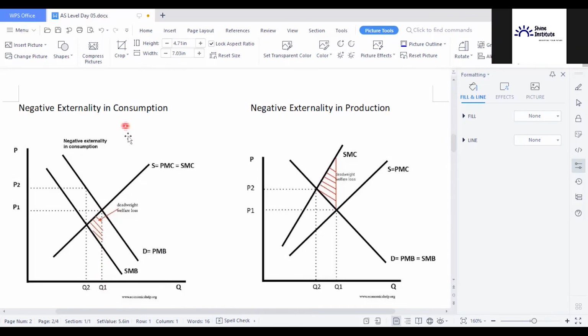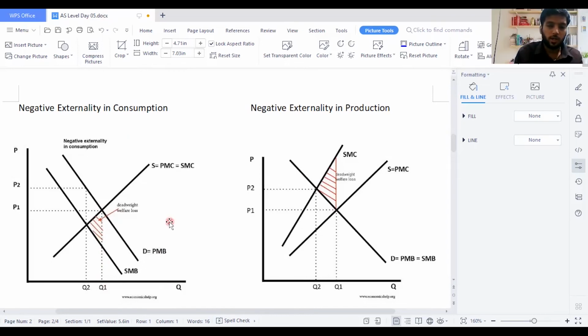They are worried about the profit they are going to make. They're not worried about society at large. So then moving on to the next part, negative externality in production. Here, they are not so concerned about the society.